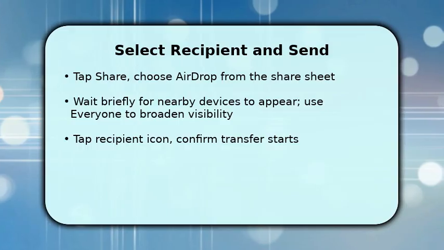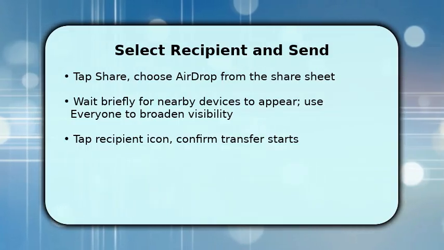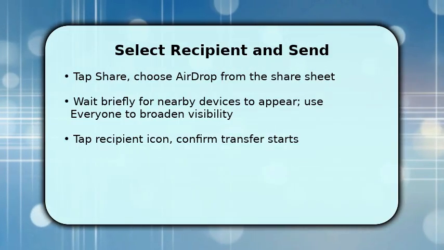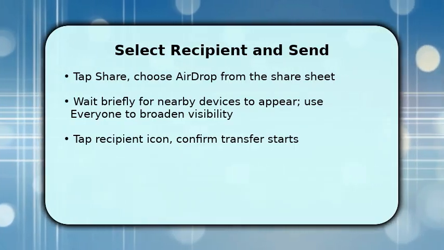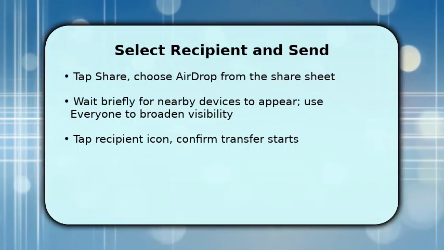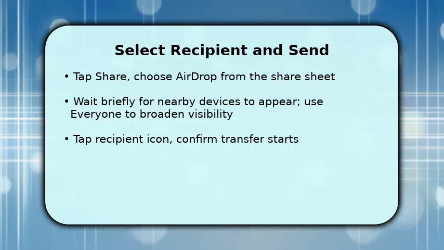If the other person doesn't appear, set both devices to everyone briefly to ensure discovery, then revert privacy. Keep devices unlocked and awake during transfer so the handshake completes without interruption. You'll see a progress indicator on screen.